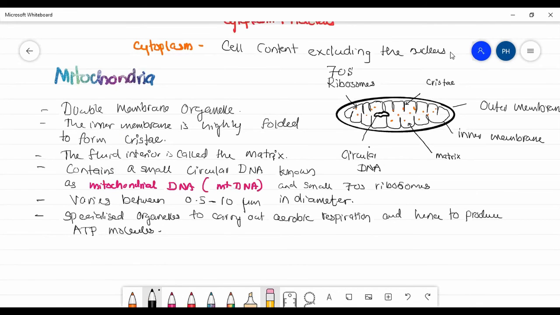The mitochondria is the cell organelle which is responsible for the aerobic respiration of eukaryotic cells. As you see, it's a double membrane organelle. The inner membrane is highly folded to form cristae. The fluid interior is called the matrix, and the matrix contains a small circular DNA known as mitochondrial DNA, and also it holds small 70S ribosomes. The diameter of the mitochondria varies between 0.5 to 10 micrometers, and they are specialized organelles to carry out aerobic respiration and hence to produce ATP molecules.